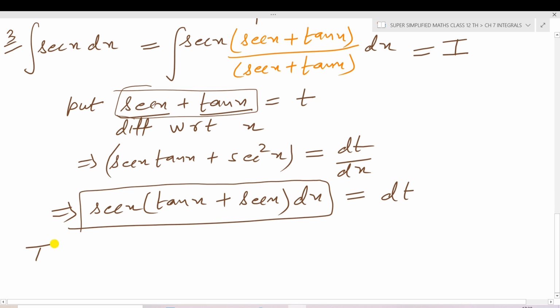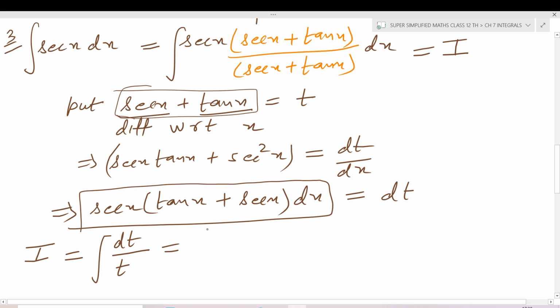Now let us move to our integral I. You can see here in this integral I, the numerator secant x plus 10x dx is in this box. It is the same as this expression. Therefore, this expression of the numerator can be replaced by dt. So your integral I becomes dt upon, and this expression secant x plus 10x, we assumed to be t, so it can be written as t.